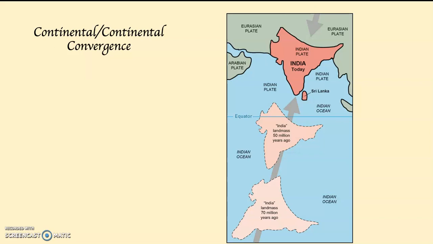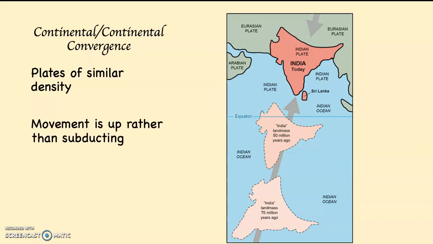Continental and continental convergence involves, as you can guess, two pieces of continental crust slamming into each other. When continental and oceanic crust run into each other, when they converge, the heavier, denser oceanic crust subducts, it slides under the lighter, less dense continental crust. However, when two continental plates run into each other, because they are of similar density, the movement is up rather than down. In other words, no subducting, the plates are going to rise.